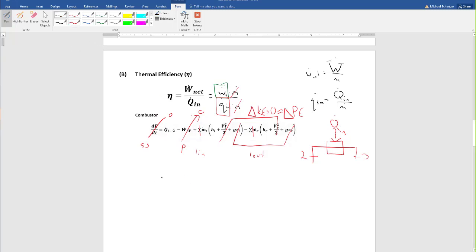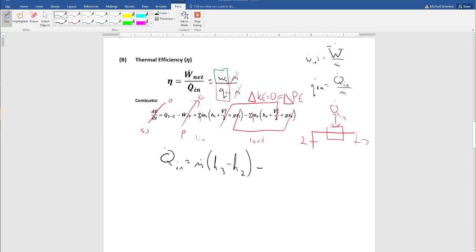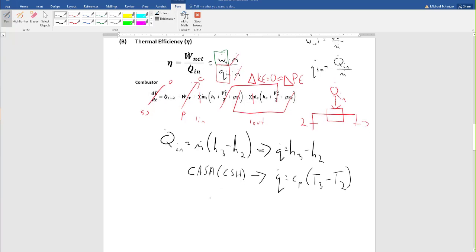So now I get the expression I would expect: Q dot in is equal to m dot times (H out, which is state 3, H3, minus H in, which is state 2). Or if I want little q dot, it's just this divided by m dot, which is H3 minus H2. Now if I assume a cold air standard analysis, or if you prefer, constant specific heat, then here we could say q dot is equal to Cp times (T3 minus T2). And this is my denominator.